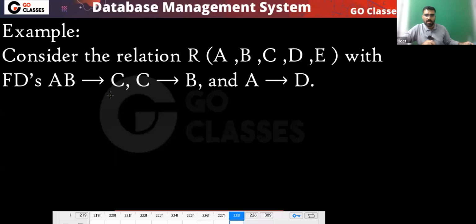What will you do? First of all, will you check violations for 3NF? You will not check violations. You can directly apply this algorithm. But one thing I want to ask you, if your relation is already in 3NF, can you apply this algorithm? You can still apply this algorithm.